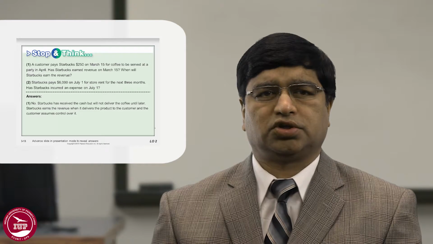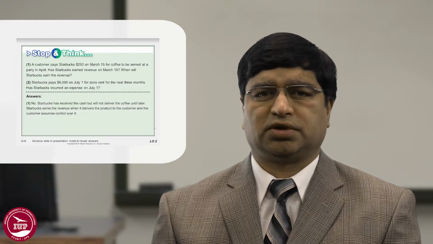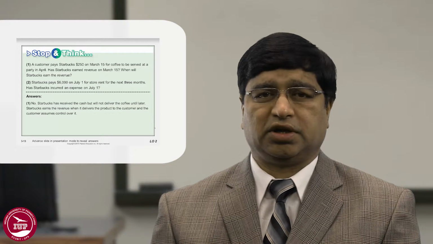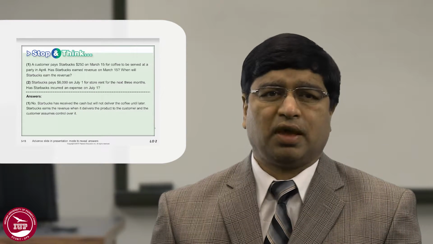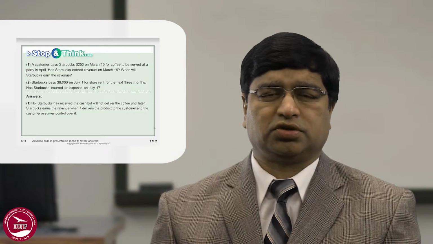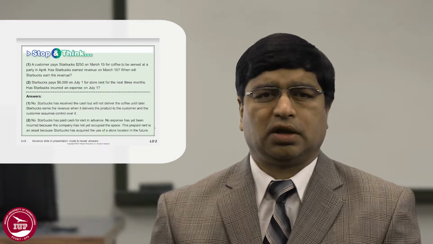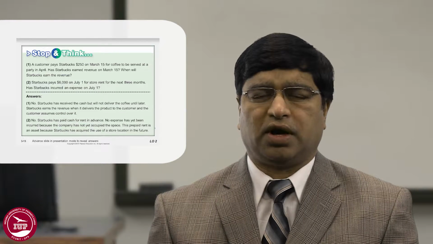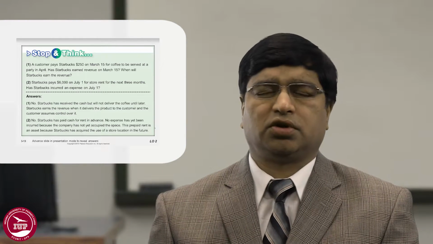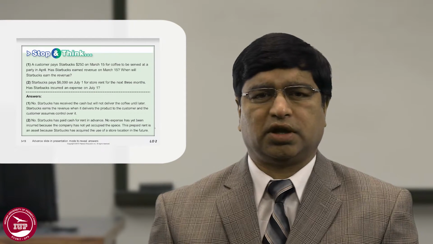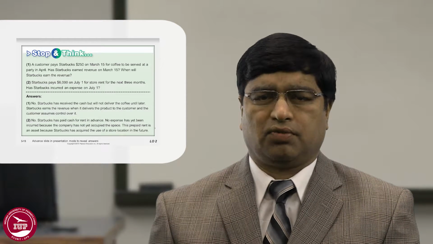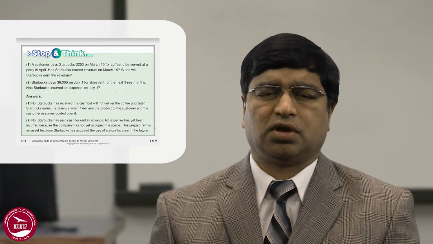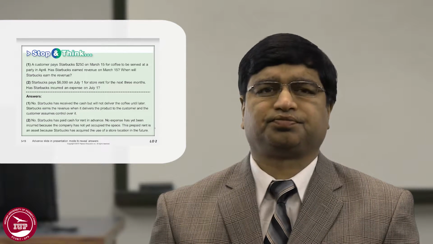Transaction 2 says Starbucks pays $6,000 on July 1st for the store rent for the next 3 months. So basically it is $2,000 per month. Has Starbucks incurred an expense on July 1? Again, in this case, no, because it has paid the cash for rent in advance. They have not used up the advance, so it is like a prepaid rent for which Starbucks will receive the benefit in the future 3 months.